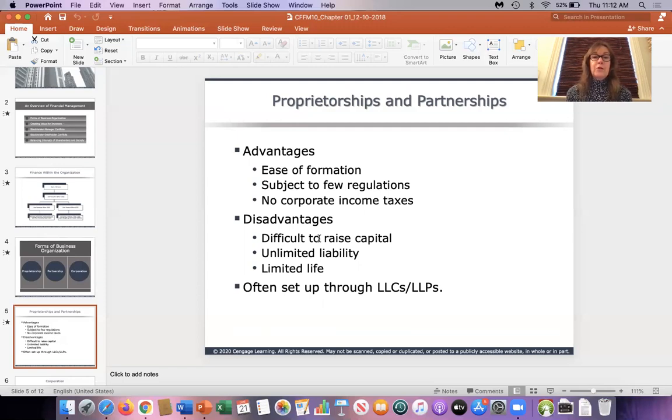But that's how you can raise capital, but you're limited as opposed to a corporation where you can just issue more stock. Okay, so these are the advantages and disadvantages. We're going to come back to this. I want to talk about corporations first before we come back to this last line.